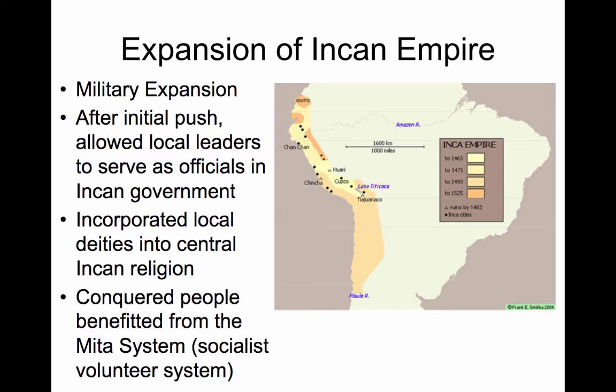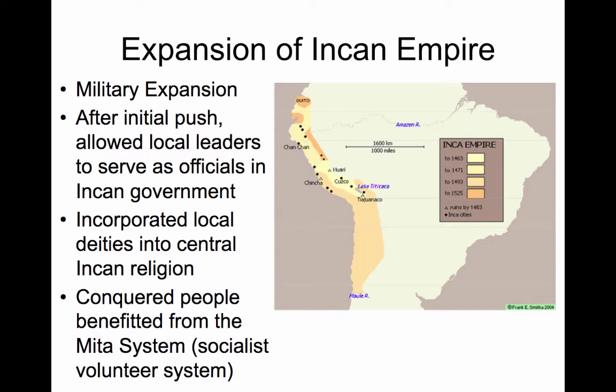They also incorporated all the local deities of the people they conquered into their religion. So they never made someone give up their gods. They just said, you have to honor Inti. And besides honoring Inti, you can do whatever you want in your religion. So they were very open to other people's faith systems, which made people really like the Inca.